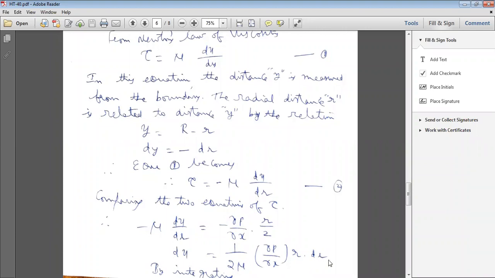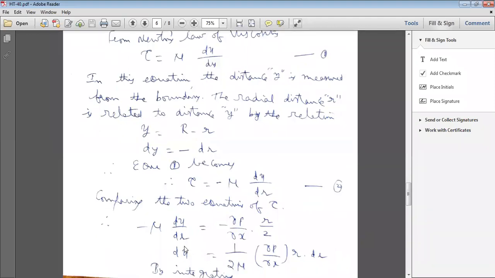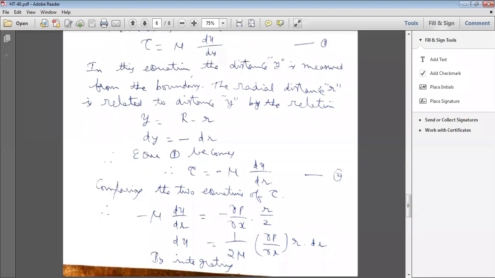Two variables: velocity, and velocity varies along the radius. That's why here velocity varies along the radius of the pipe. That's why two variables, variation of velocity with respect to radius dr. So two variables, du, u one variable, radius the other variable. So separating the variables by integrating, then we get the equation for velocity distribution u.